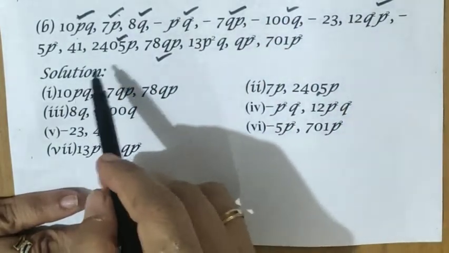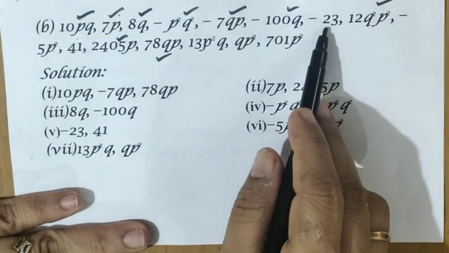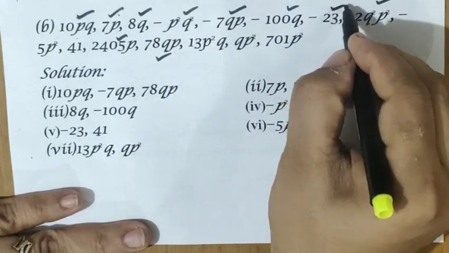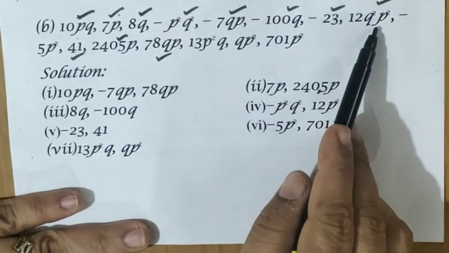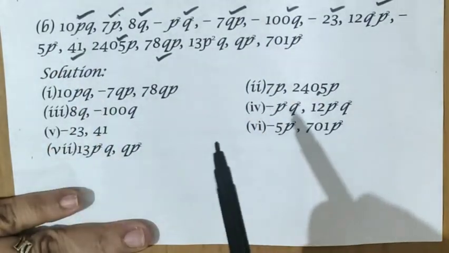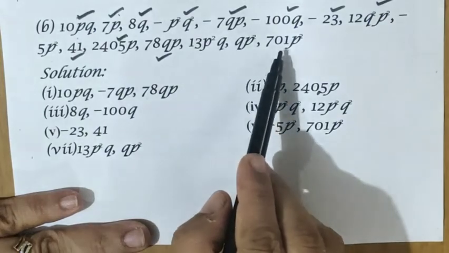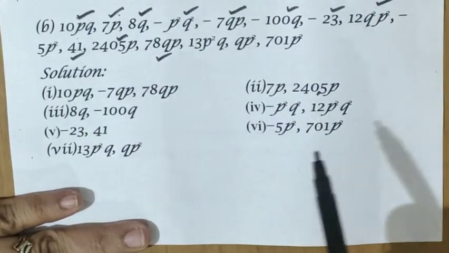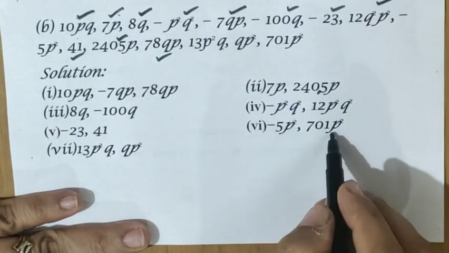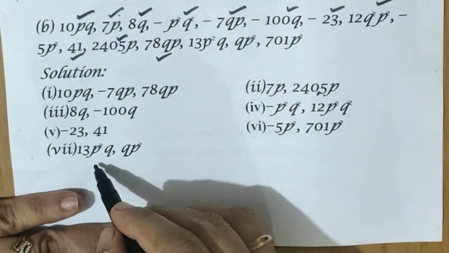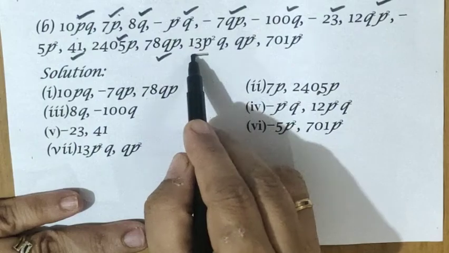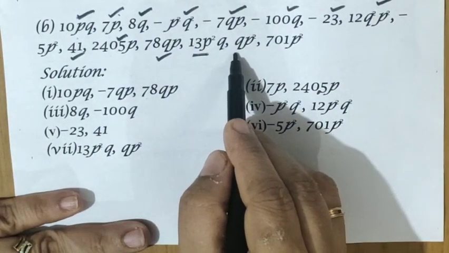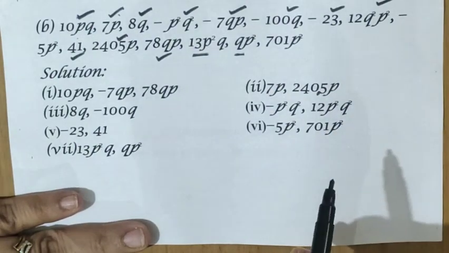Next, what is the next one? Minus 23 is coming. That means only number. So here 23 and here 41. Okay, what is the next one? Here also it is counted. Minus 5p square. P square is coming where? Check 701p square. So the next group is minus 5p square, 701p square. One more term is there, 13p square q and a qp square, right? So all the terms we have considered.